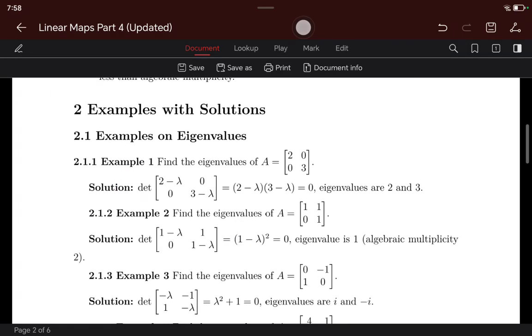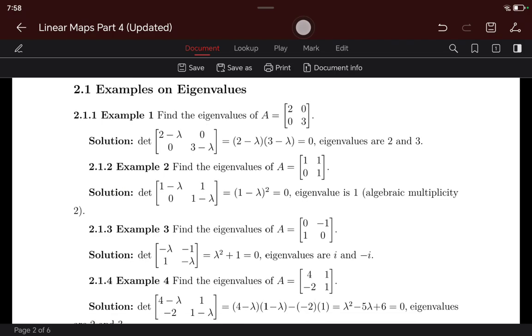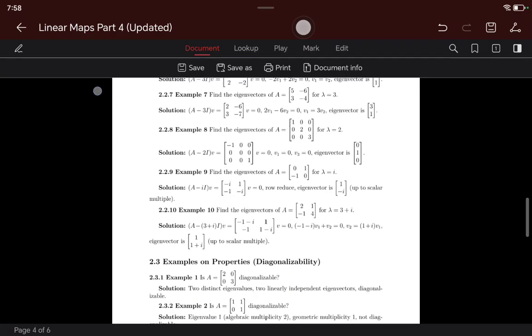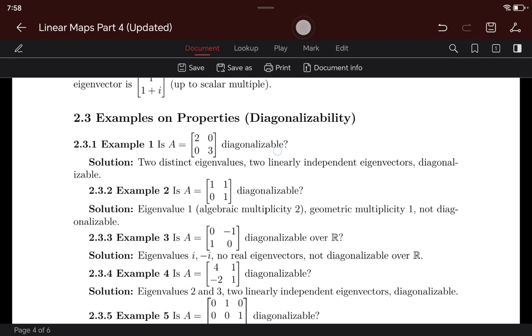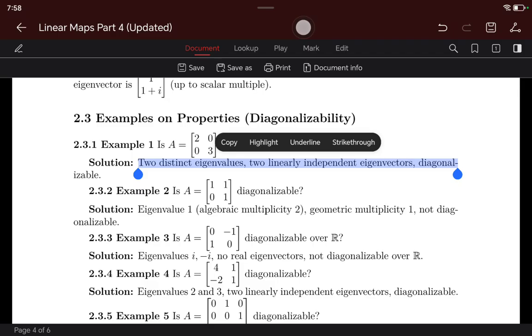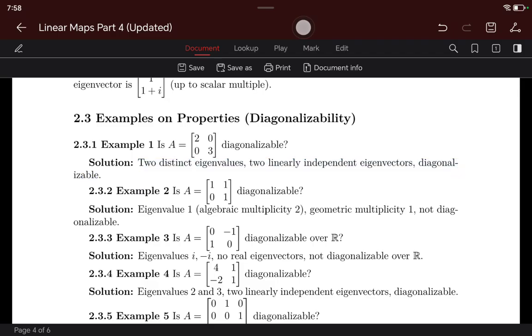So now let's look at the second question. They say find the eigenvalues of A, which is equal to 1, 1, 1, 0. I think we also need to look at diagonalizability for that one. Is A diagonalizable? Yes, it is, because there are 2 distinct eigenvalues and 2 linearly independent eigenvectors. I didn't include that we're in a 2 by 2 matrix because we can easily see that, but I should have included it. So this is indeed diagonalizable.